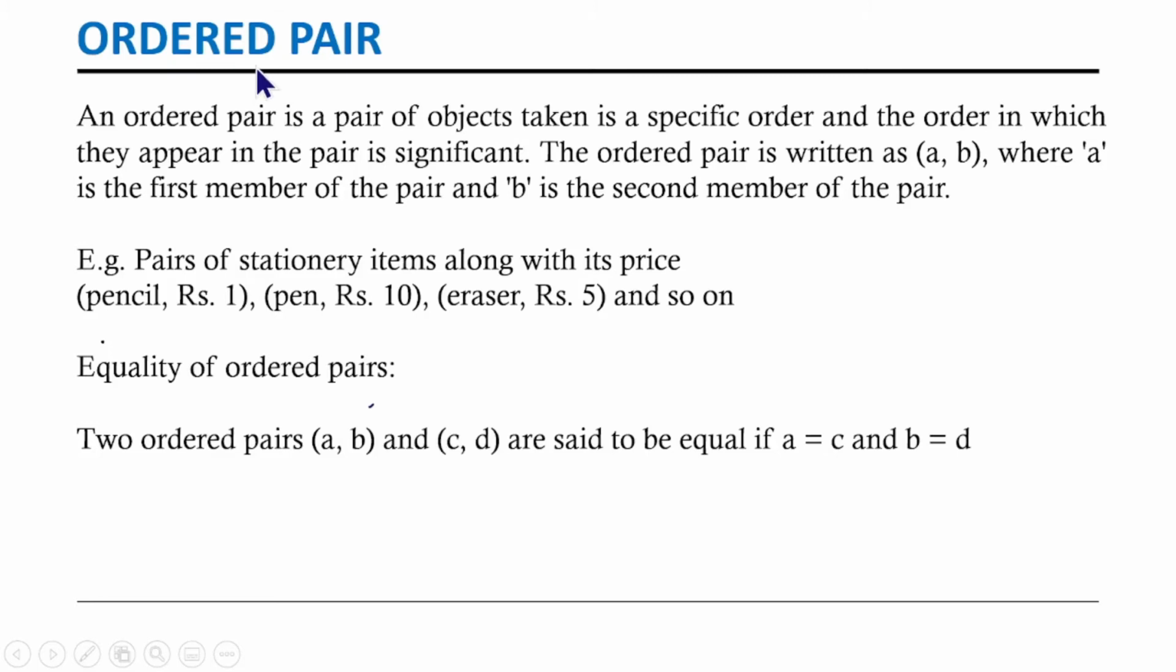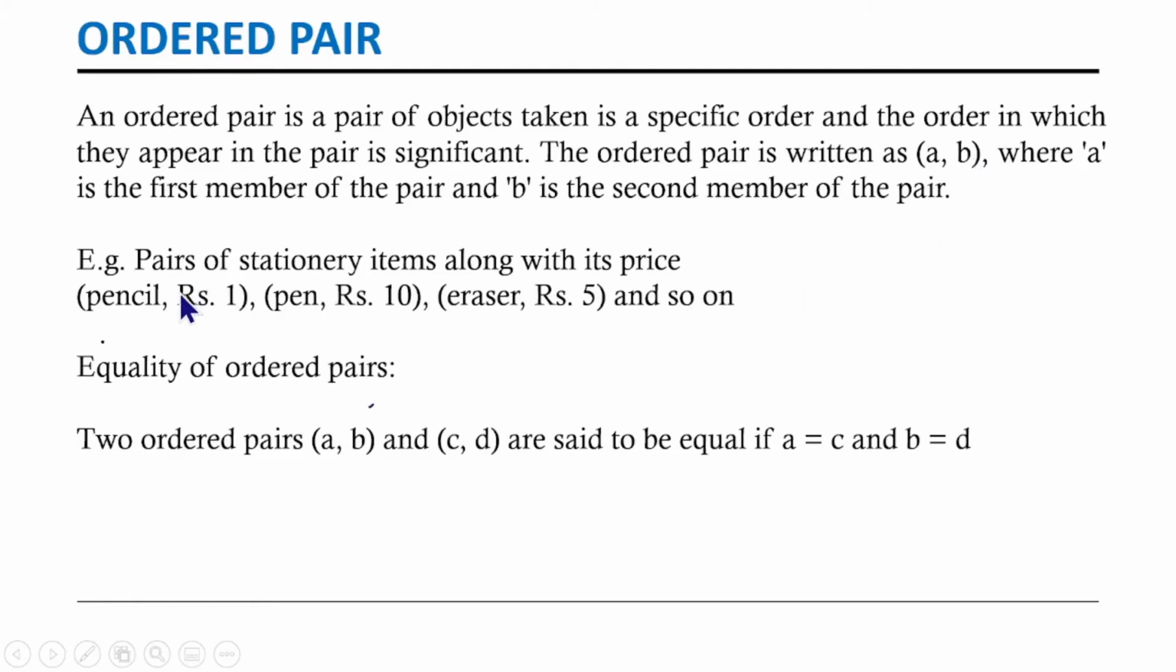So we can see that in an ordered pair, the pair of objects are taken in a specific order, and the order in which they appear is also very important. So if we have an ordered pair of the form (a, b), then in this ordered pair, a is the first member of the pair and b is the second member of the pair.